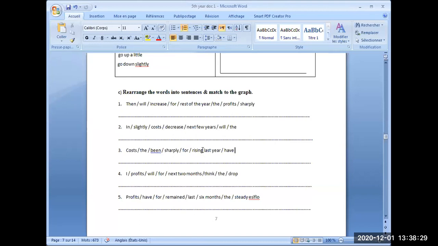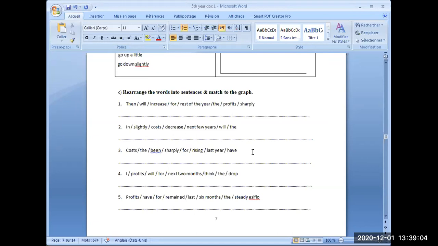I should have added a slash after "rising". Yes. Costs have been rising sharply for the last year. Yes, sharply. Good. For the last year.